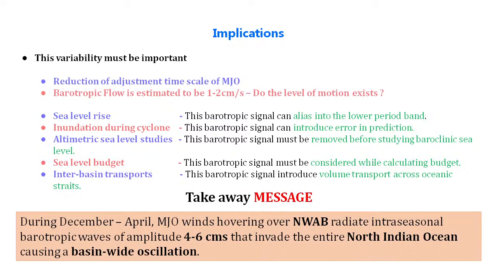So as a summary, a takeaway message will be: during December to April, the Madden-Julian Oscillation winds hovering over the Northwest Australian Basin radiate intraseasonal barotropic waves of amplitude 4 to 6 centimeters that invade the entire North Indian Ocean, causing a basin-wide oscillation.